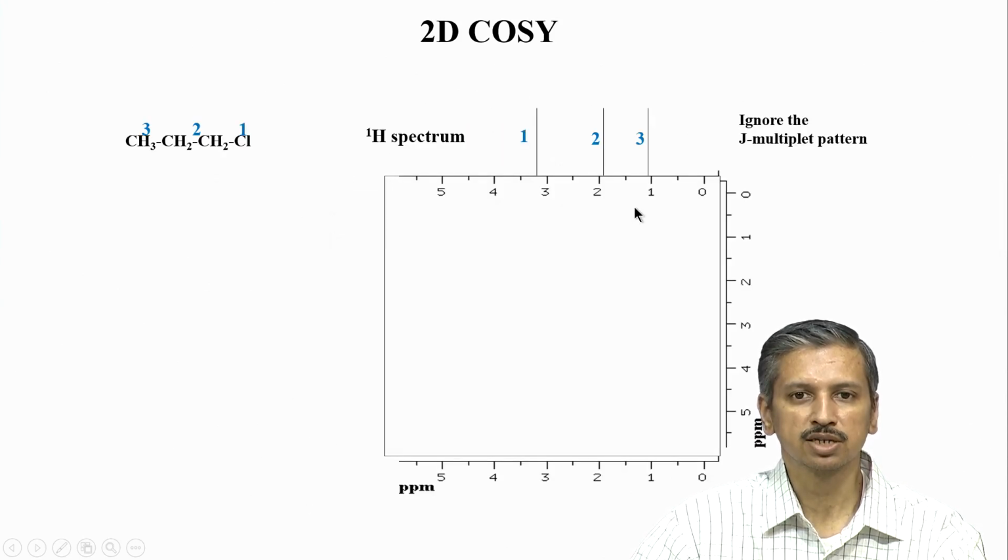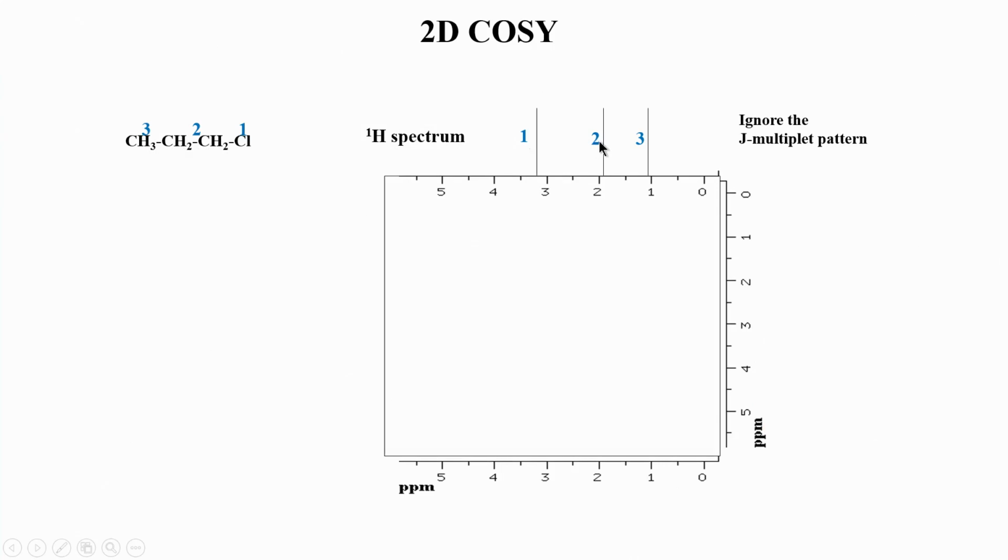So, let us take a simple example of a molecule. This is propyl chloride, a straight chain molecule. You can see this is carbon number 1, carbon 2, carbon 3, and this is the 1D spectrum of the protons: proton 1, proton 2, proton 3. Proton 1 is closest to chlorine, so it is most downfield shifted. Proton 2 is slightly away, so the inductive effect is less, and proton 3 is farthest from the chlorine, so proton 3 has the least inductive effect. So, this is the 1D NMR spectrum.